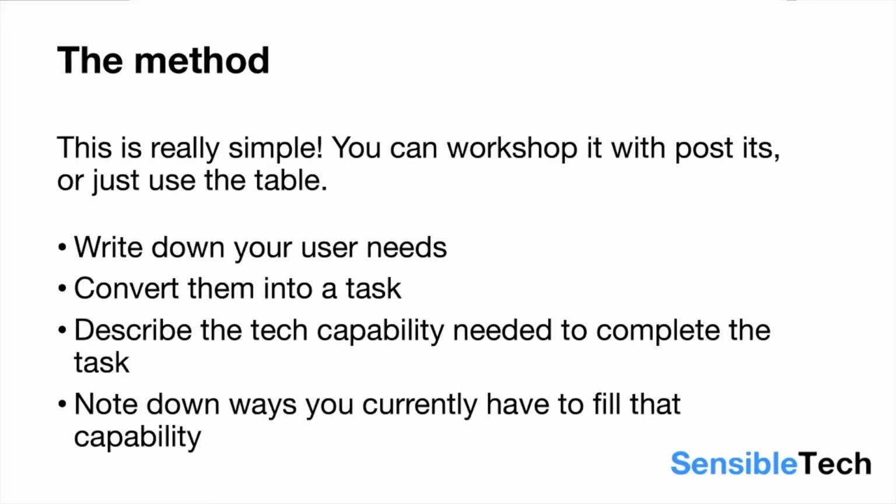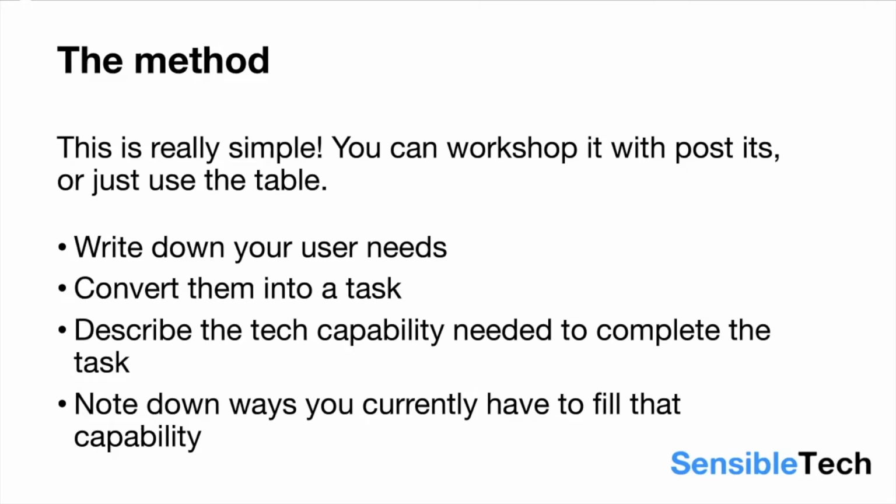So the method, and we're going to work through this in just a moment. You can workshop this with post-its and things, or just use the table in the template to fill it in. But basically what we think about is, what are our user needs? It helps sometimes to then convert those user needs into a slightly more task-orientated statement. Then describe what the tech capability might be needed to complete that task. Is it a form? Is it some case management? Is it payments? Is it notifications?